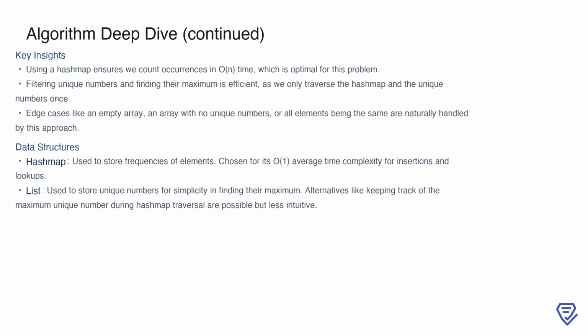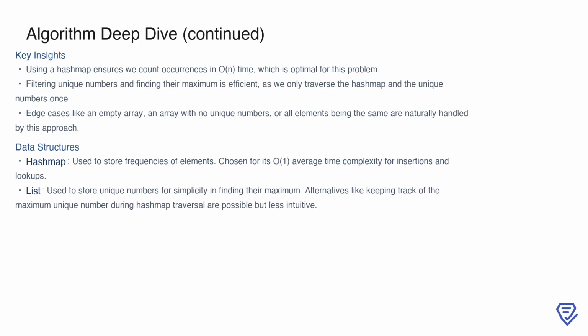Some edge cases to consider include an empty array, where we immediately return -1, and arrays with no unique numbers or all elements being duplicates, which are naturally handled by our algorithm. For example, if no numbers have a frequency of 1, the unique numbers list will remain empty, and we will return -1 as expected. The main data structure used here is the hash map, which is ideal for storing the frequency of elements due to its O(1) average time complexity for insertions and lookups.